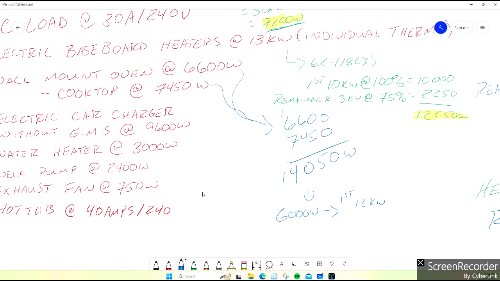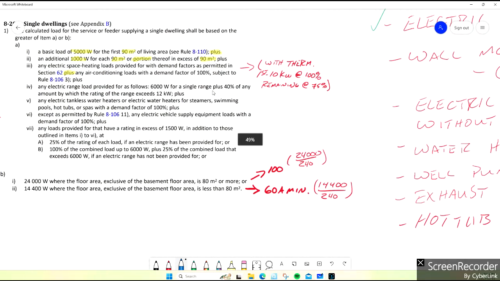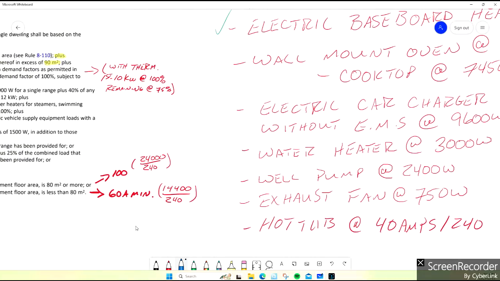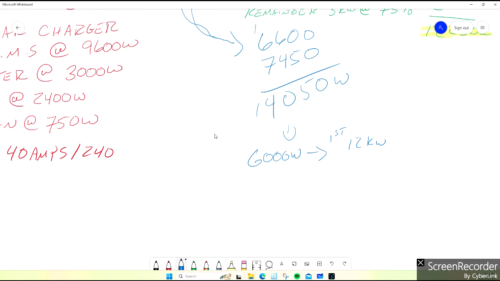We have a 14,050 watt range, we'll call it. When you read on, it says after that first 6,000, you're going to apply 40% of any amount that exceeds 12,000. So how much do we exceed of the 12,000? We have 2,050 left over. 14,050 minus 12,000 leaves you at 2,050. Of that 2,050, we're going to take 40% of it.